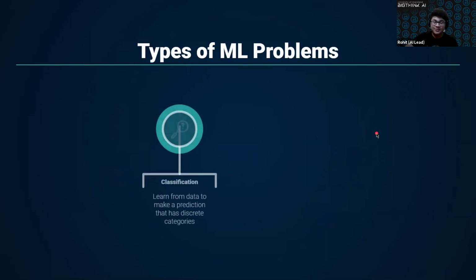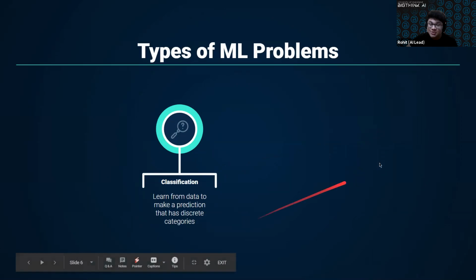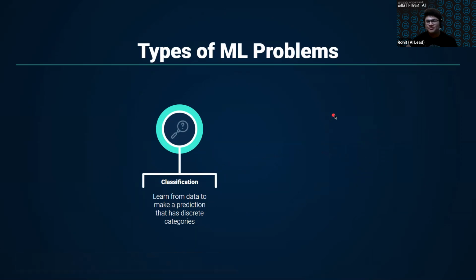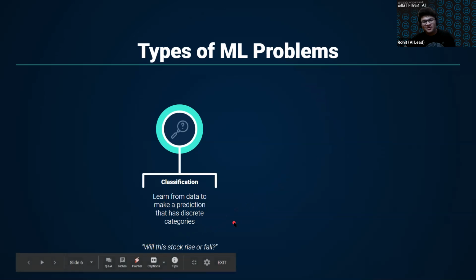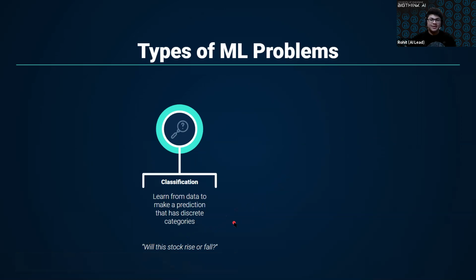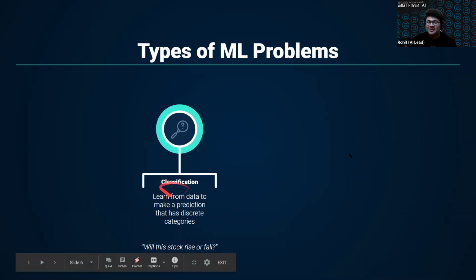There's two broad types of ML problems. One is classification, where we learn from the data to make a prediction that falls into some sort of discrete bucket, right? Like rainy or not rainy, or this person is going to watch this show or isn't going to watch this show, or will the stock rise or fall? It's a binary bucket there. Although it can have more categories, well, that'll just be multi-class classification.